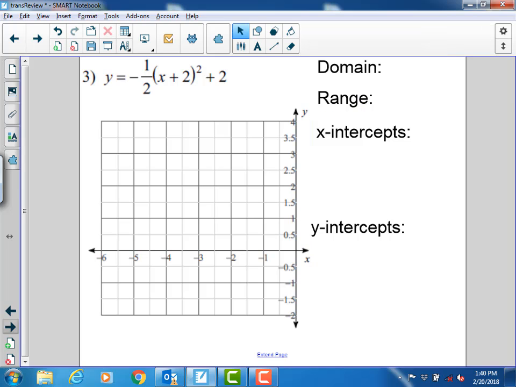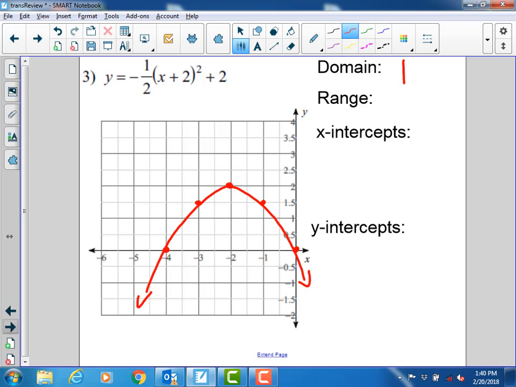All right, so this one has a stretch factor of -1/2. So we are going to be opening our quadratic down when we graph it. Our vertex is at (-2, 2). And we go over 1, down 1/2. Then we go over 2, down 2. Connect our dots. So remember, we multiply our vertical movements by the a value.